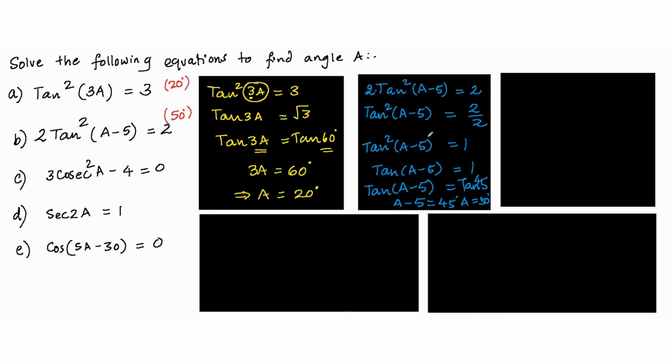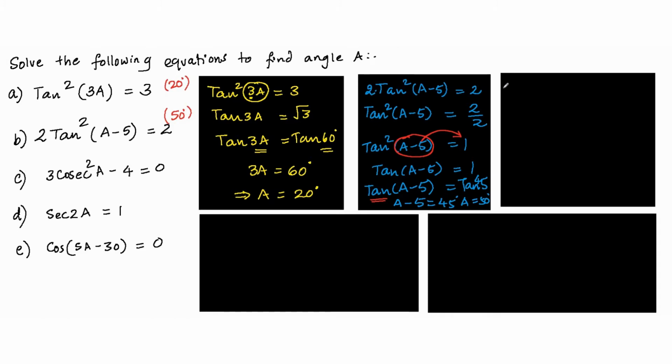Now, one important thing that you must have noticed here is this minus 5 cannot transpose to the other side directly because it is actually part of the whole angle. A minus 5 is the whole angle under discussion, which is why it cannot transpose to the other side unless this tan goes away. Once I had A minus 5 is 45, then the minus 5 could transpose to the other side and become plus 5. So this is how I solve this second question.